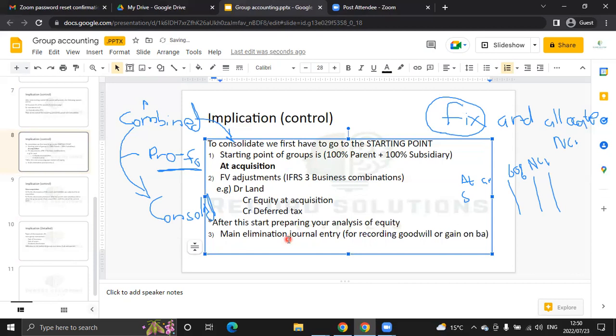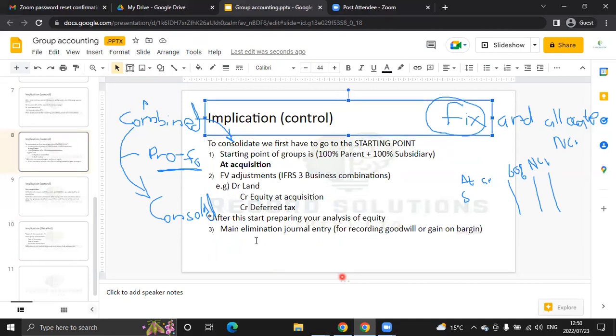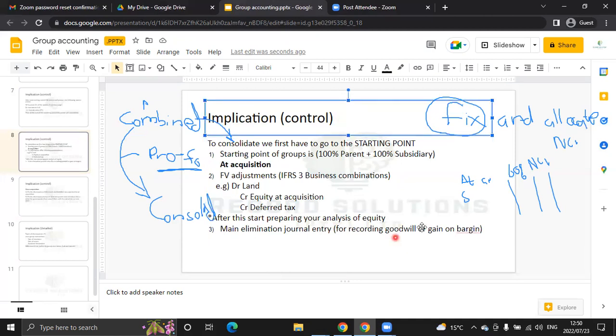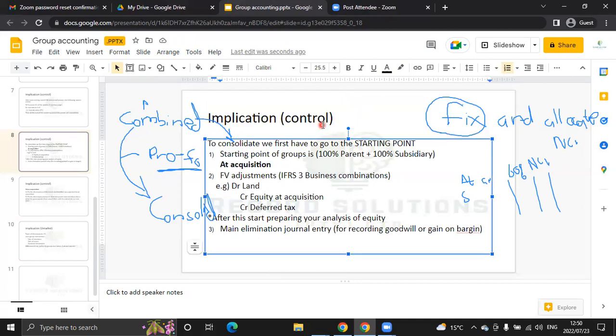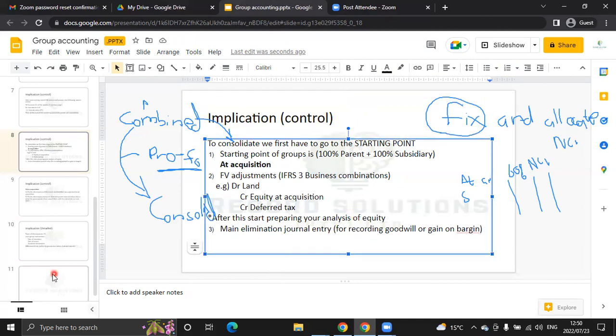So this is basically one of the reasons why we are doing it. Like I said, this is one of the reasons. It's not the only reason, but it's the main reason why you're doing it. It's for this goodwill and/or gain on bargain purchase. Right now, let's go to this main elimination journal entry and see basically how it looks.